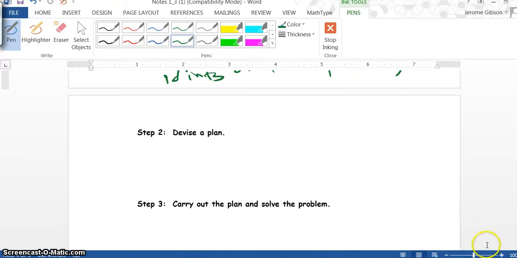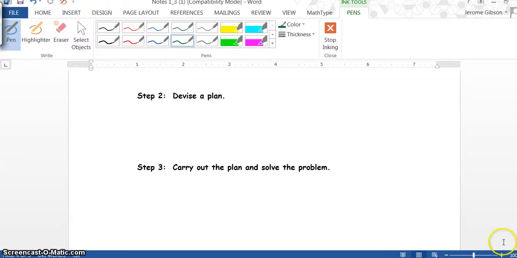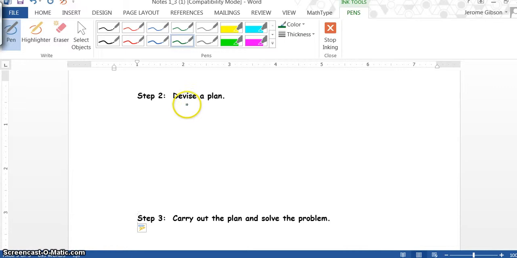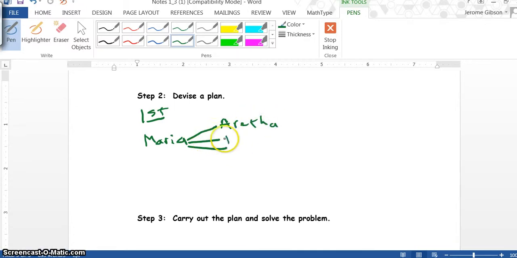Okay, now with step 2, we want to devise a plan. Remember, there are 4 different runners here and we want to do a tree diagram. So what we could do is use 1 as an example to carry out the rest. So first place, let's use Maria. Now if Maria is first, then there's 3 possibilities for second. We could have Aretha, we could have Thelma, and Debbie.